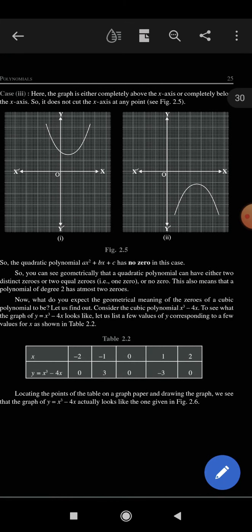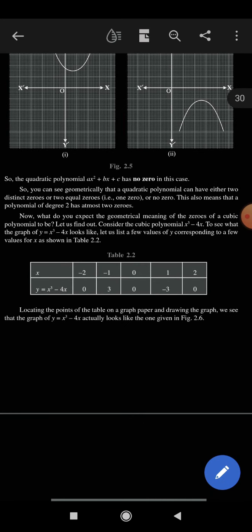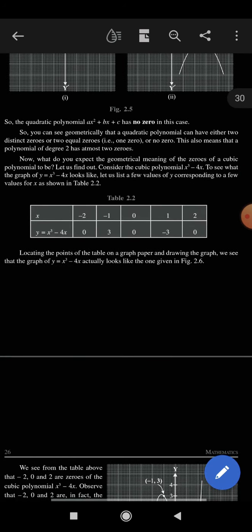Here the graph is either completely above the x-axis or completely below the x-axis, so it does not cut the x-axis at any point. So the quadratic polynomial ax square plus bx plus c has no zero in this case. So you can see geometrically that a quadratic polynomial can have either two distinct zeros or two equal zeros or no zeros. This also means that a polynomial of degree 2 has at most two zeros.